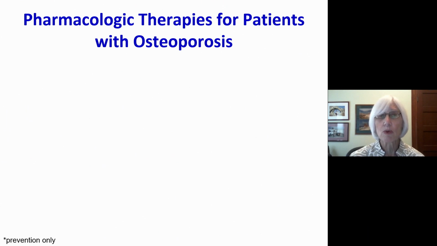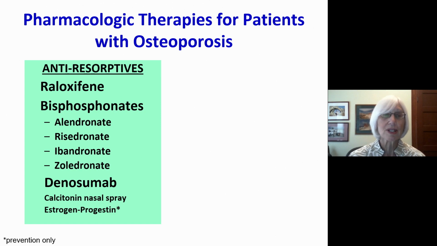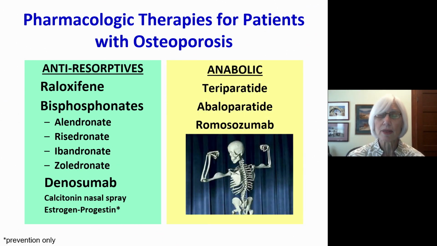Now, I want to go over briefly pharmacologic therapies for osteoporosis. We, again, have 2 buckets. The major bucket is the large group of anti-resorptives. These stop the breakdown of bone. That includes a SERM, raloxifene, large number of bisphosphonates, denosumab or Prolia, calcitonin nasal spray is barely used, and estrogen progestin, which we heard about in earlier talks. And another category, the bone building agents, anabolic. This is a growing list.